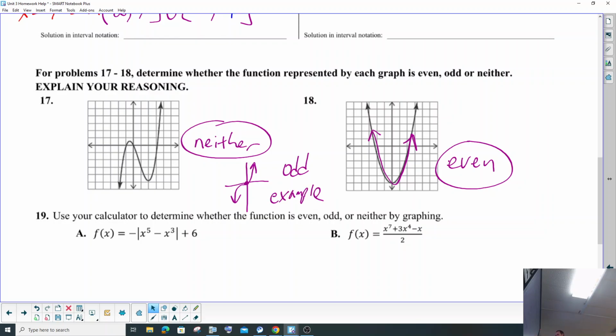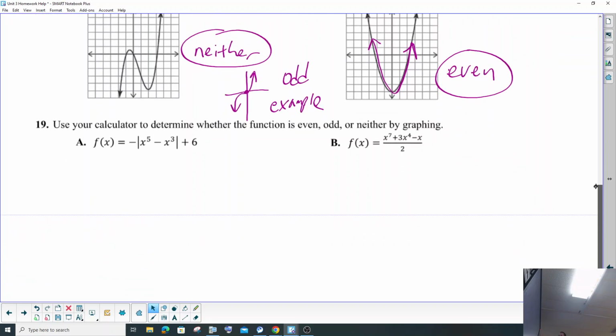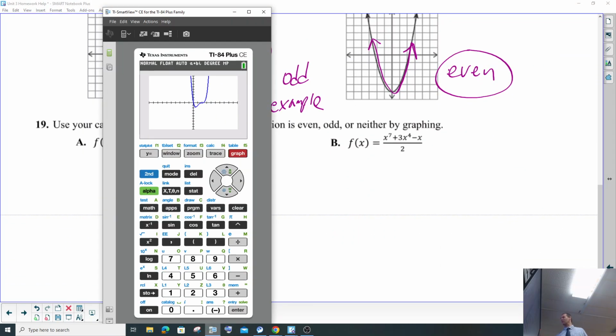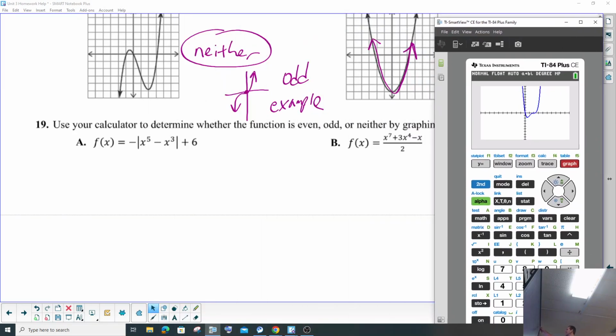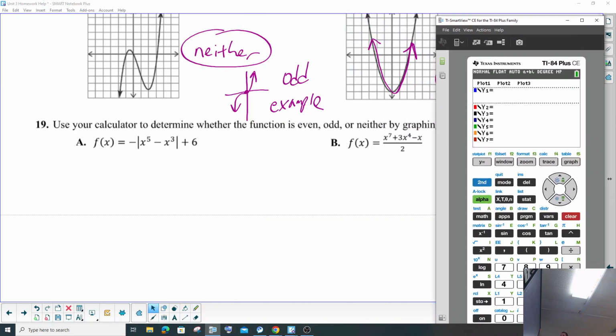Use your calculator to determine whether the function is even, odd, or neither by graphing. Okay, I guess. They gave you some random functions there. Let's see here. So we go to y equals, and we do the absolute value. So negative. We're going to go to math, numbers, that gives you the absolute value of x to the 5th power, right arrow, minus x to the 3rd power. Try it on your own. Plug it in your calculator. Is it even, odd, or neither? And then plus 6. Does it look like it's even, odd, or neither?